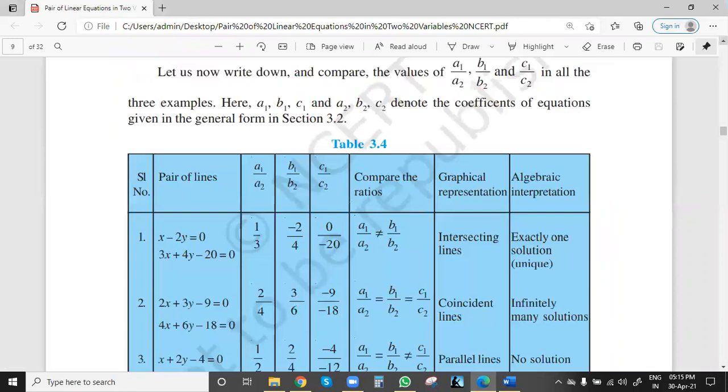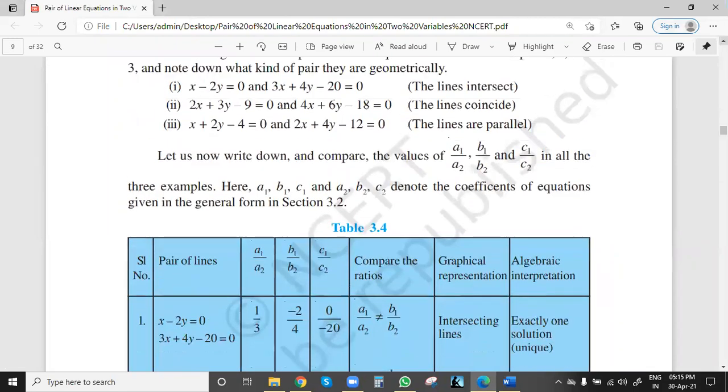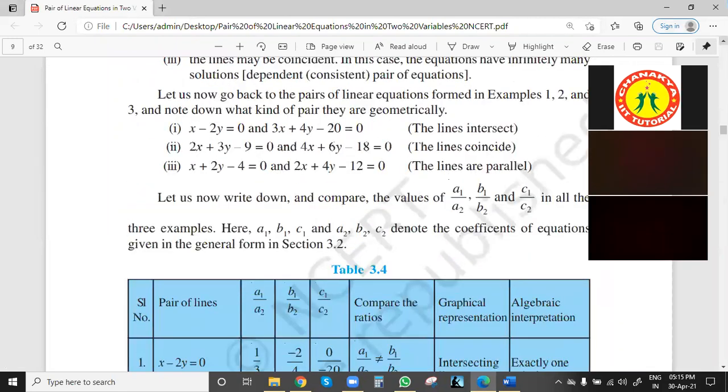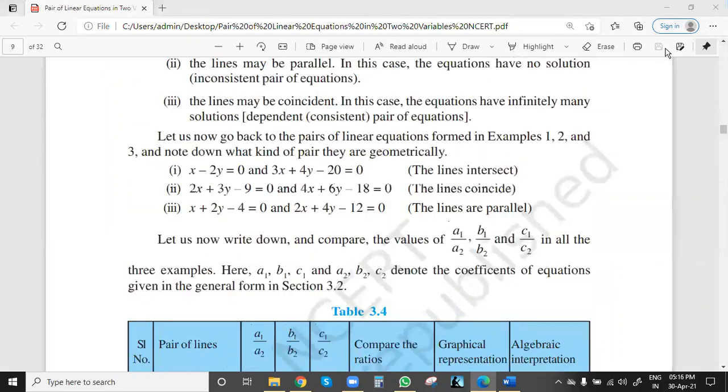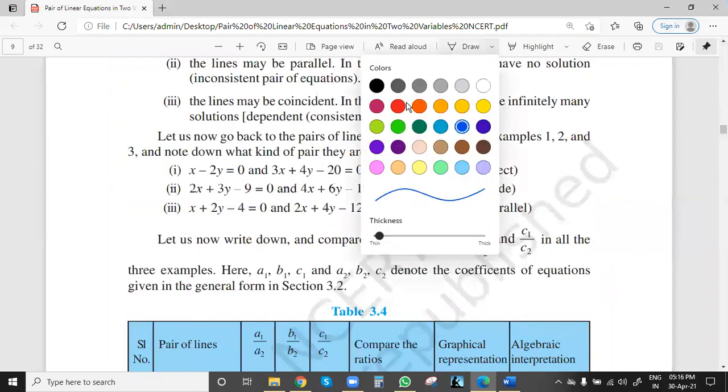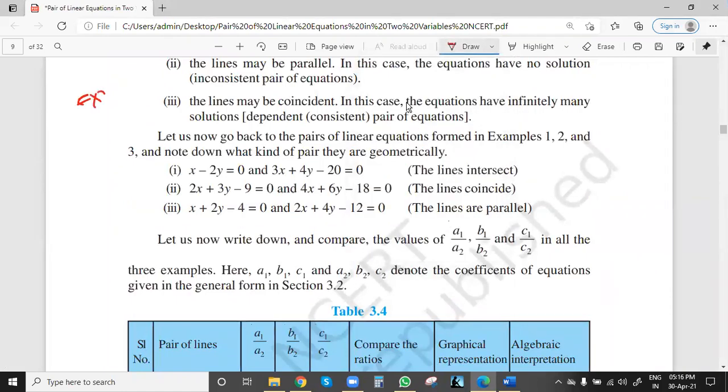3.1 and 3.2 are the two exercises which will come in this Sunday test. And 3.2 will have more questions: 60% of questions from exercise 3.2 and 40% from exercise 3.1. 3.2 is the new one, so 60%.